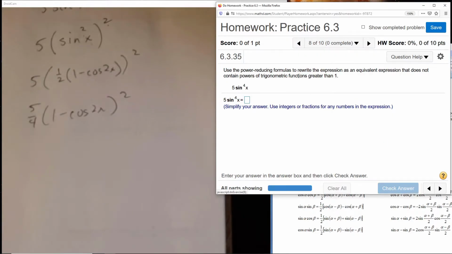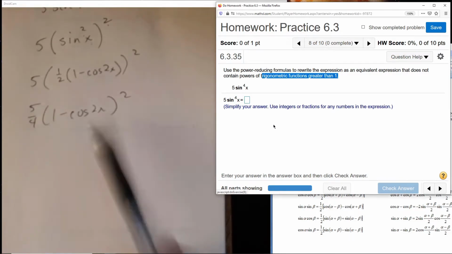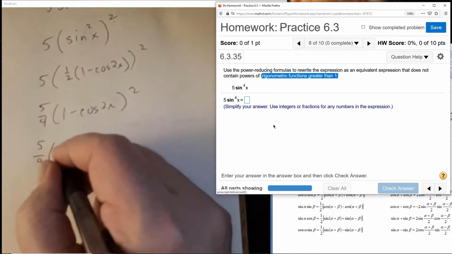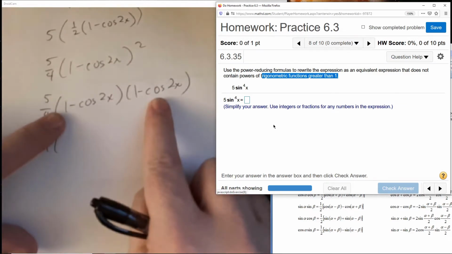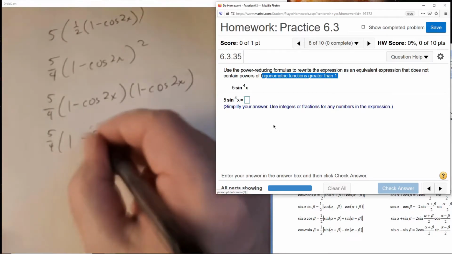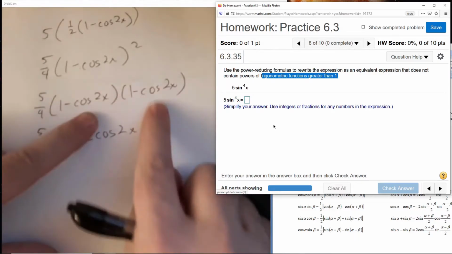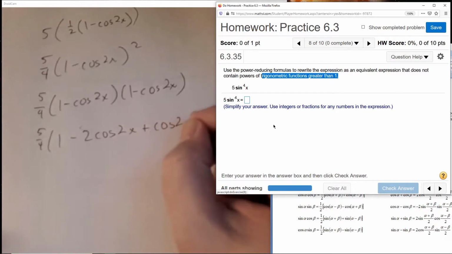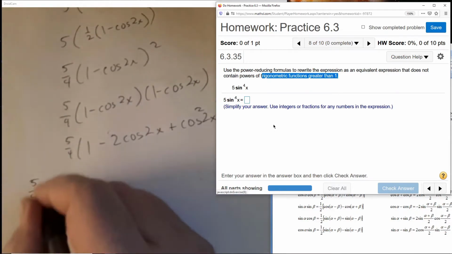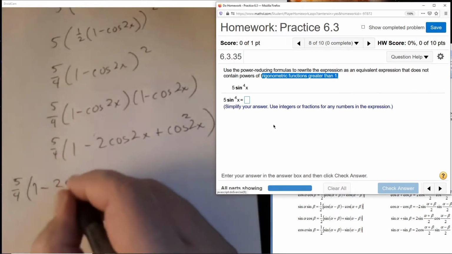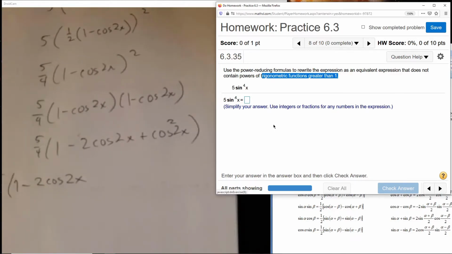Now, MyMathLab wants us to write the final answer with trig functions having a power no greater than 1. And right here, if we distribute this, we get a cosine squared, and they want us to get rid of that. So if we distribute this, minus cosine 2x minus cosine 2x is minus 2 cosine 2x, and minus cosine 2x times minus cosine 2x is positive cosine squared 2x. And here is our squared that they want us to get rid of, and that's what we have to do. Why? Because that's what they want. There's really no math reason to do this. It's just what they want. Practice using these manipulations is really what this is ultimately about.